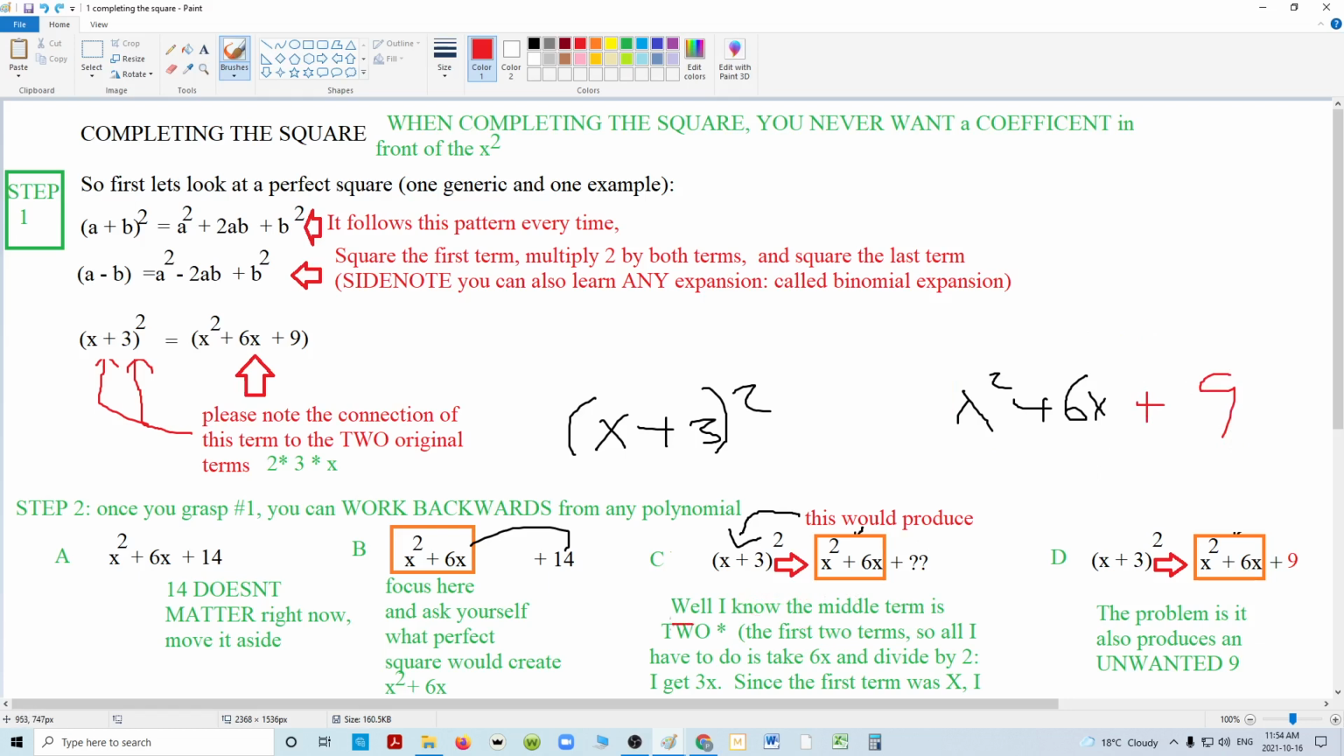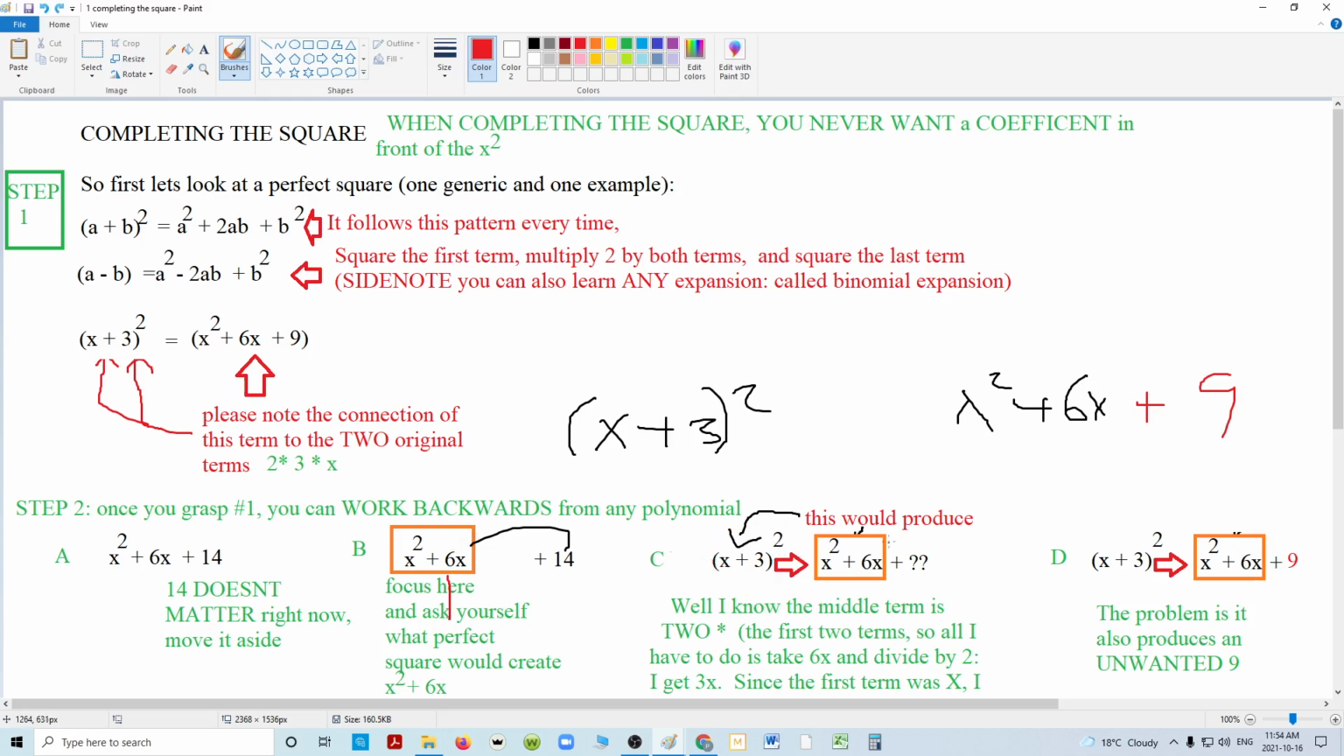Well, I know the middle term is 2 times the first two terms, so all I had to do is take 6x and divide it by 2 to figure out x plus 3. So get used to that. If you're faced with this, all you have to do is divide this number by 2 to come up with what the perfect square would be. So x plus 3 is simply this number here divided by 2. Get used to finding that pattern.